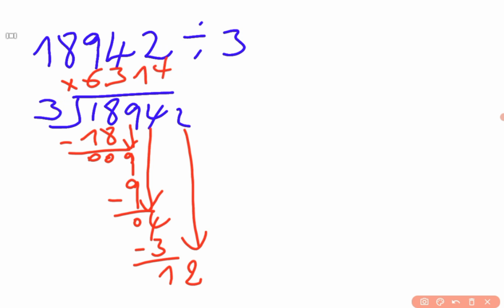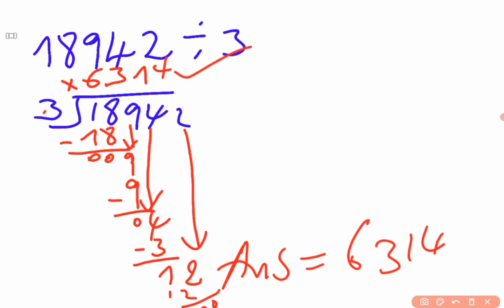And now 4 times 3 again, which is 12. So when you subtract, 12 take away 12, you have 0. So it means you now have an answer, which is 6314. Good. So that's it.